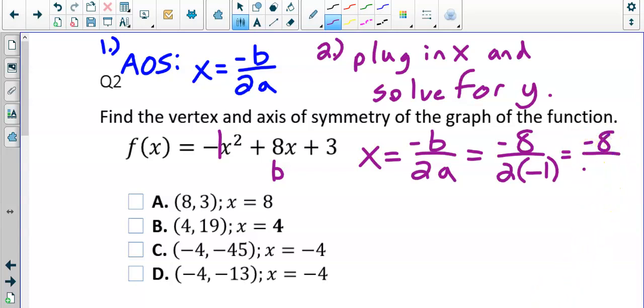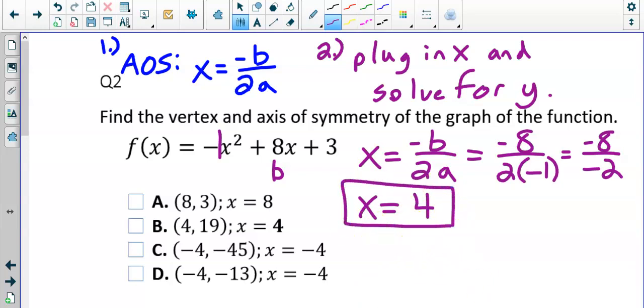So we got negative 8 divided by negative 2. So what is the axis of symmetry? Positive 4. And this is what the axis of symmetry looks like. It should have x equals 4. Well, since we're very, very smart and we look at our answers, there's only one answer that has x equals 4. And that's going to be B.